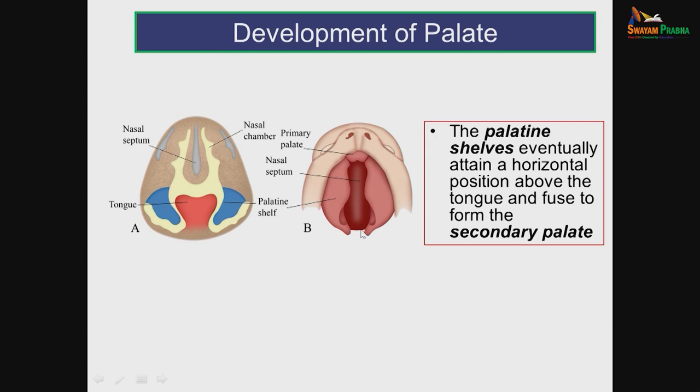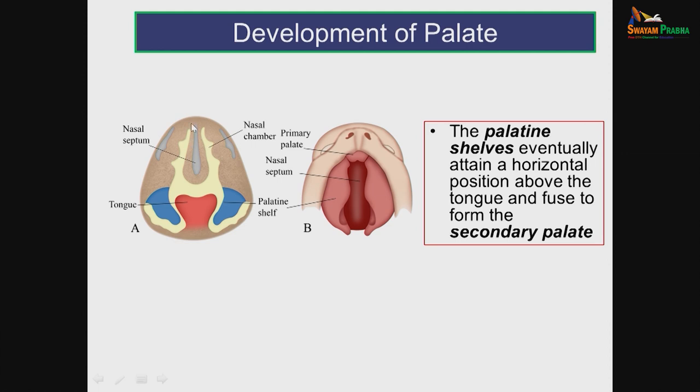This is a picture to show the developing mouth and also the palate. This is a section. The palatine shelves, you can see from this picture, are going to attain a horizontal position above the tongue. They are going to be above the tongue. These two, marked in blue color, are the palatine shelves, which are going to fuse above the developing tongue.